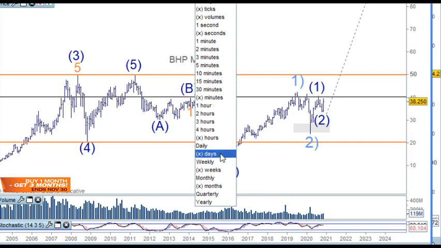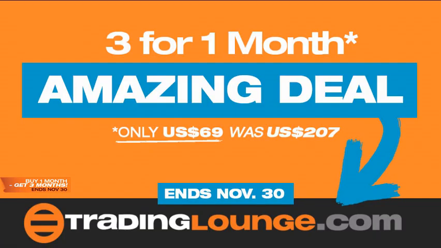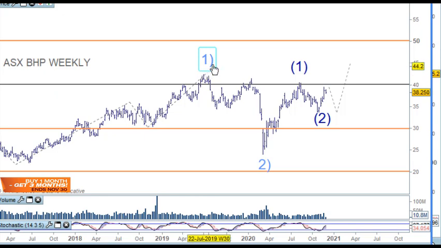I will just drive in here a little bit, but I won't spend that much time on it. You can see quite clearly that we've got a 3-wave pattern here, so that means we should be taking out that high here, and we've got a nice clear 5-wave structure up at this point.